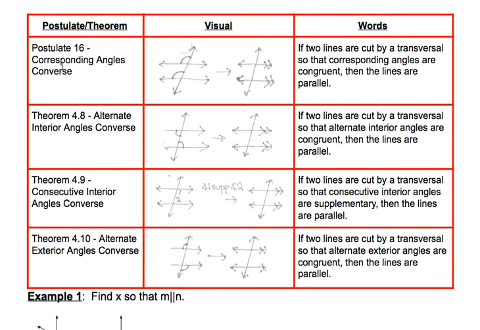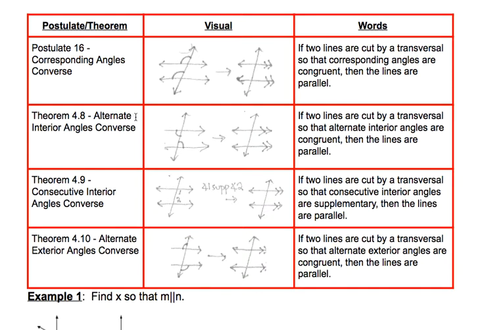So this is the corresponding angles postulate converse, which says if two lines are cut by a transversal so that corresponding angles are congruent, then the lines are parallel. So just remember that the corresponding angles postulate said if two lines are parallel, then corresponding angles are congruent. This just flips it around.